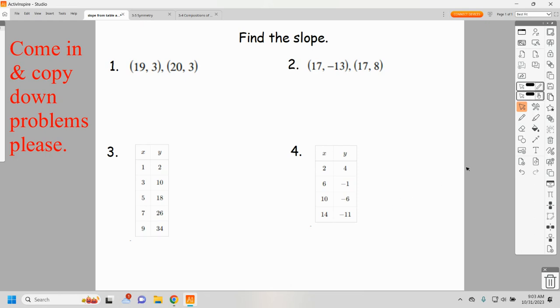All right, guys. So yesterday we talked about 4 ways to find slope. And like I said, that was a little overwhelming for some people. So now we're going to focus on, it's technically 2 ways, but you do it the same way. We're going to focus on finding slopes from 2 points or a table.